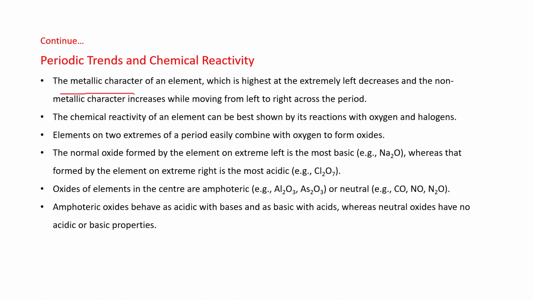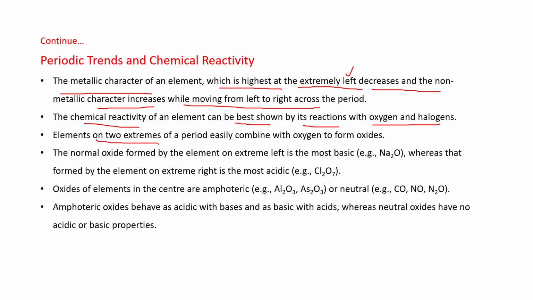Now, the metallic character of an element is the highest at the extreme left, that is alkali metals and alkaline earth metals, and it decreases, and the non-metallic character increases while moving from left to right across the period. This we also discussed. The chemical reactivity of an element can be best shown by its reaction with oxygen and halogens. And here, we are taking the reaction with oxygen.